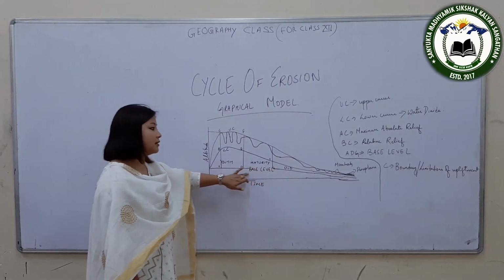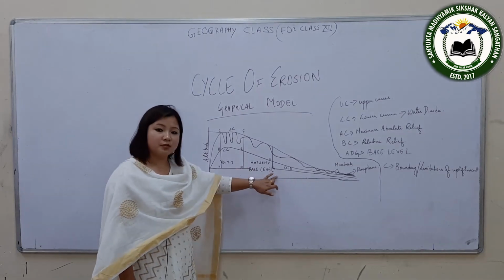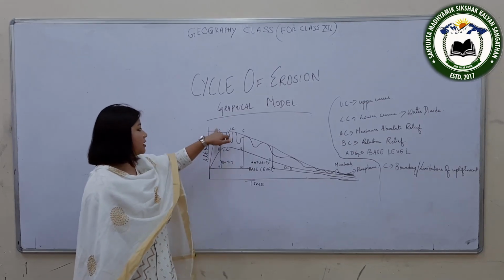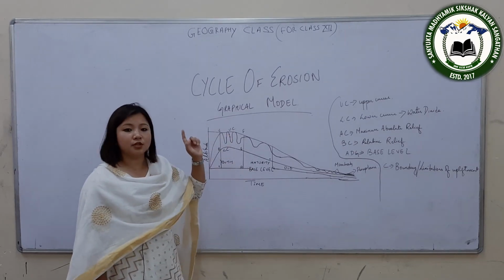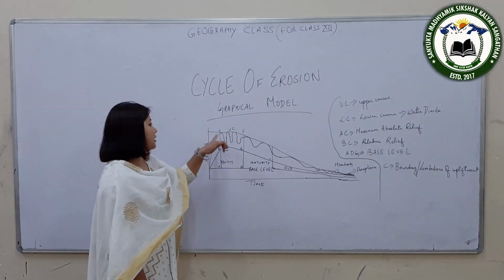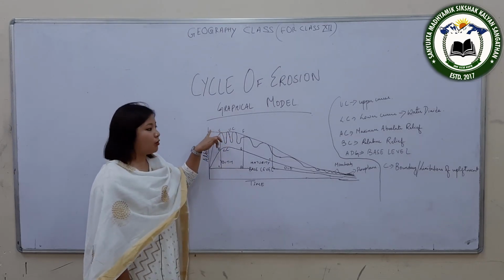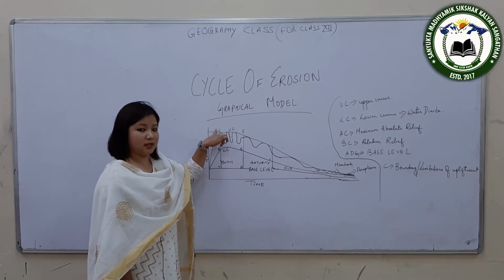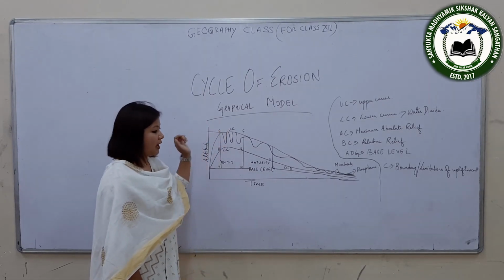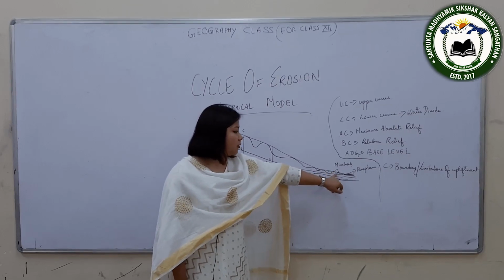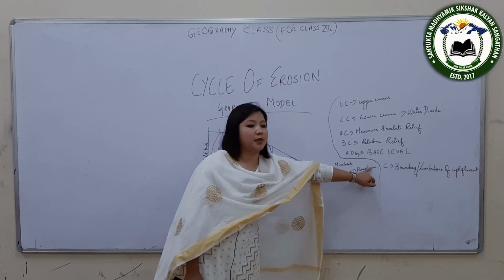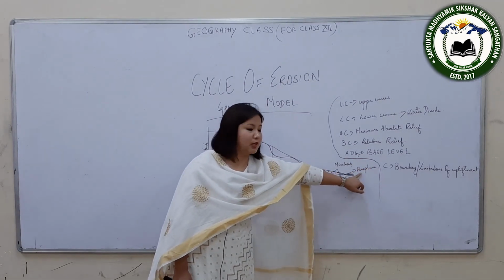Base level means the sea level or where the parent materials or the bedrocks are situated, and the point C refers to the boundary or limitations for upliftment of landmass. That means that any landmass cannot go beyond the point C. There is no upliftment after it reaches point C. And here you have been seeing small hills that are regarded as monadnocks and that plain regarded as peneplain. This I will come to later on.